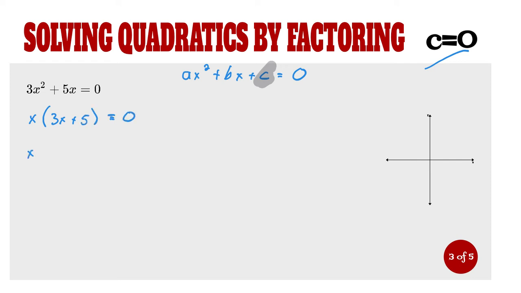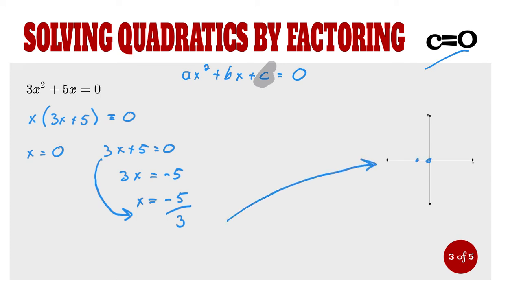Set both sides to 0. So 3x equals negative 5, and x equals negative 5 over 3. You can sometimes, if you're fluent enough, just go directly to x equals negative 5/3. And again, it is the two x-intercepts.